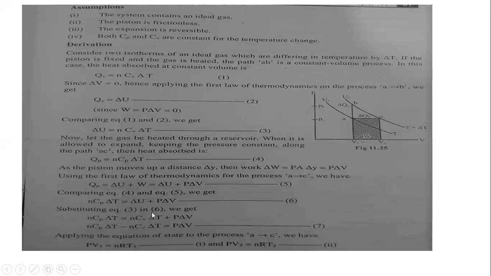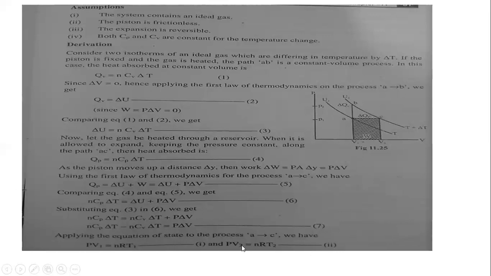Substituting equation number 3 in equation number 6, we get n Cp delta T equals n Cv delta T plus P delta V. Since n Cv delta T is added on this side, on the other side it will be subtracted. So n Cp delta T minus n Cv delta T equals P delta V. This is your equation number 7.